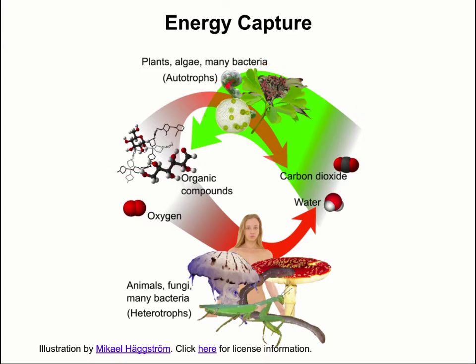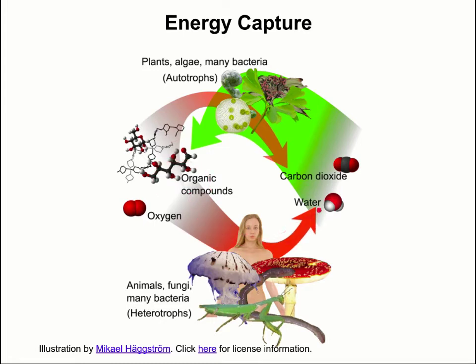Photosynthesis is using the energy of sunlight to make organic compounds or food. Photosynthesis occurs in autotrophs, which are organisms that make their own food, and they include plants, algae, some bacteria, and others. The red part of the diagram shows cellular respiration, the burning of organic compounds to release energy.